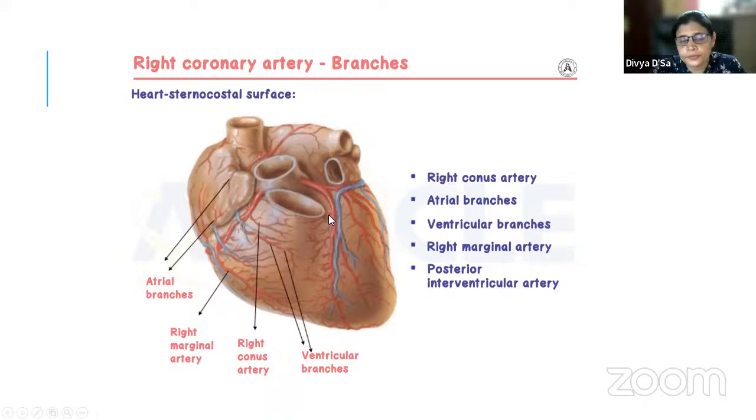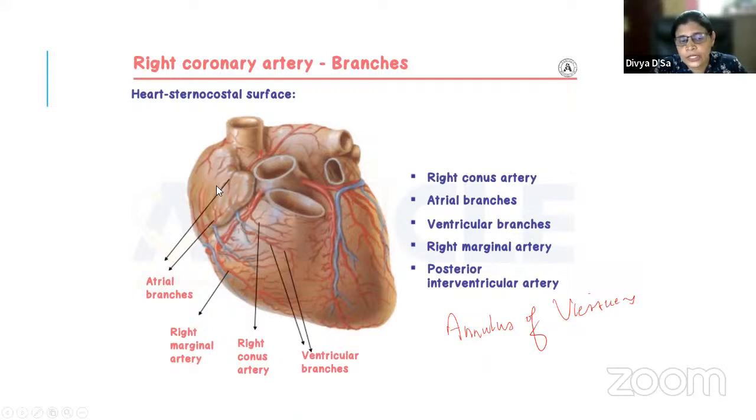Okay, so it will anastomose, and that is known as the annulus of Wiesens. You should know that. That is basically the anastomosis with the right conus and the left conus. Then it gives many ventricular rami, and the largest is the right marginal artery.